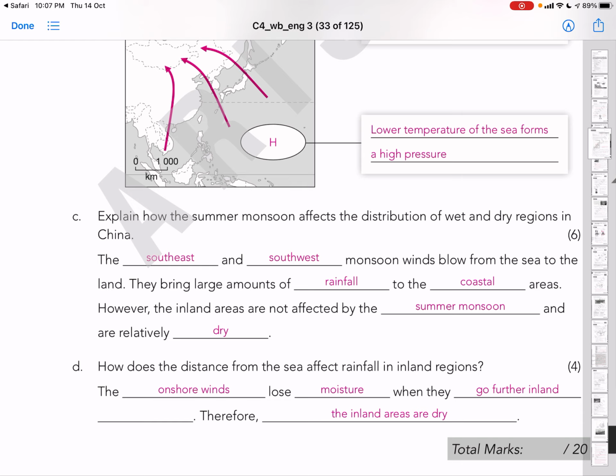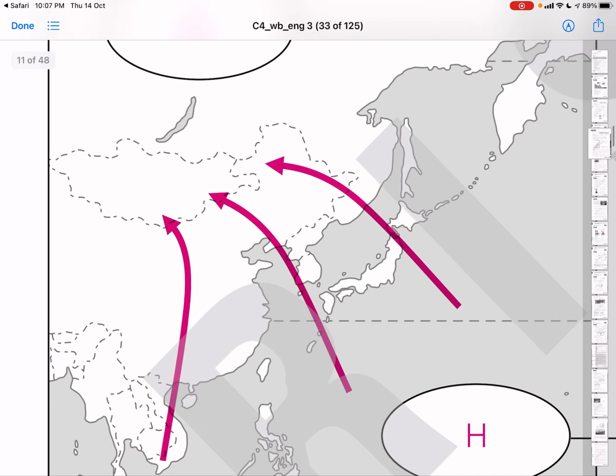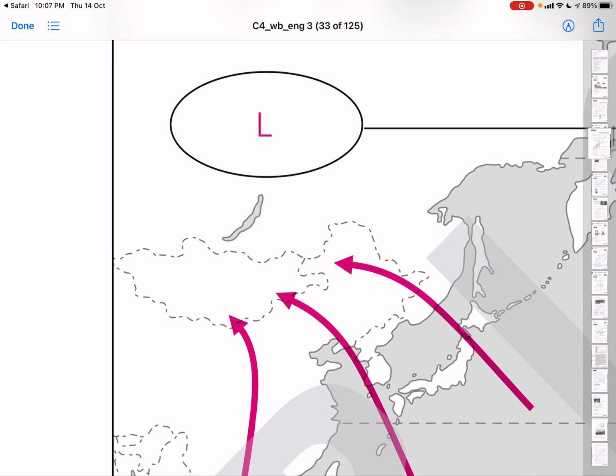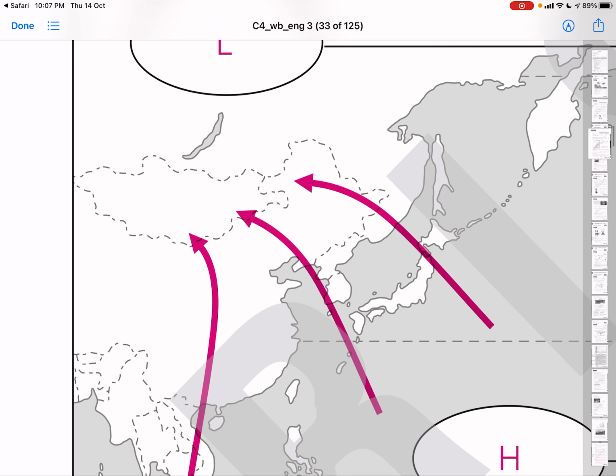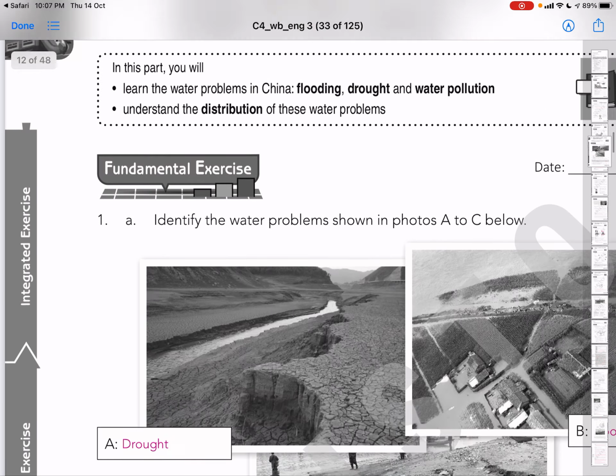How does the distance from the sea affect the rainfall in the inland region? The onshore winds lose moisture when they go further inland. Therefore, the inland areas are dry, just like what I've said before. Throughout this process, when the wind goes further inland, the water will be dried out. So accordingly, there will be more dry monsoon.